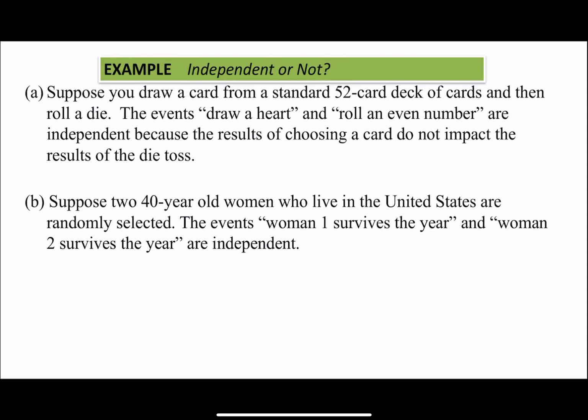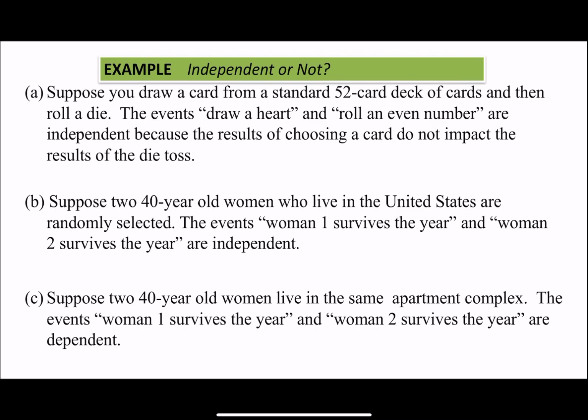Next. Suppose two 40-year-old women who live in the United States are randomly selected. The events woman 1 survives the year and woman 2 survives the year are independent. So these are randomly selected women. Think about the number of 40-year-old women in the United States. What is the probability that we're going to end up with two neighbors or two people in the same household? They most likely do not know each other. Their lives do not affect each other, so they are completely independent.